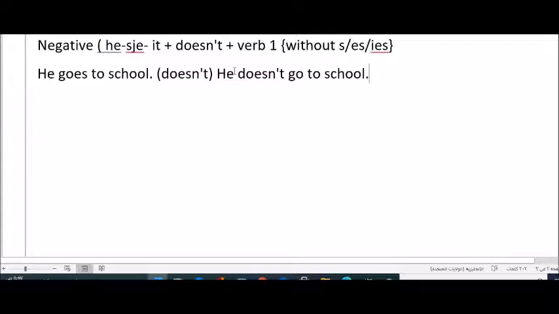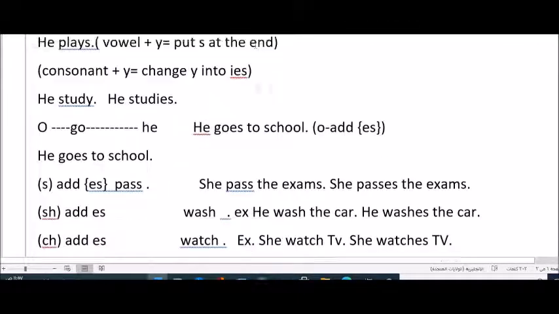I used doesn't, I used the subject he, I used doesn't to make negative. I used the verb 1, I cut es. Why? Because does cuts s. Does cuts s. And the same is true with doesn't. Doesn't cuts the final s. And if the final is es, so does and doesn't cut the final es. If the verb ends with ies, does and doesn't cut the final ies and we change it back again into y.